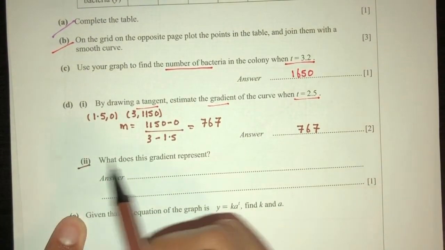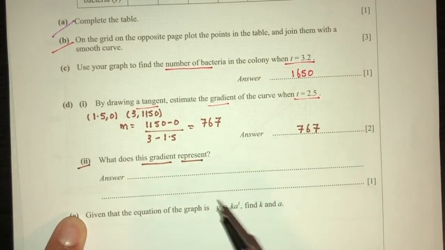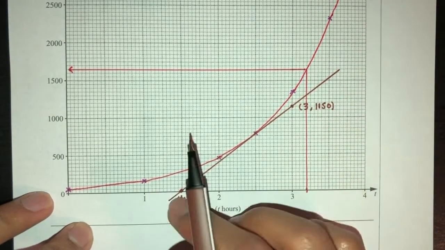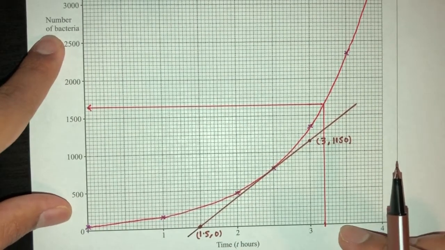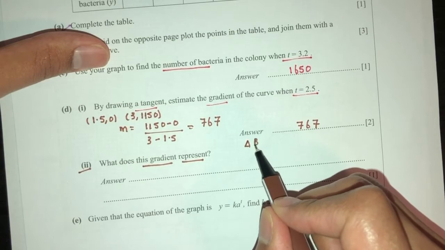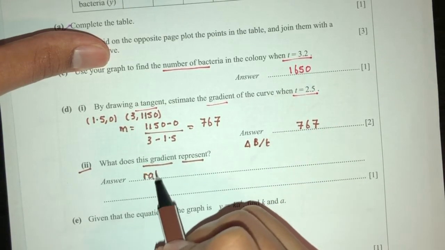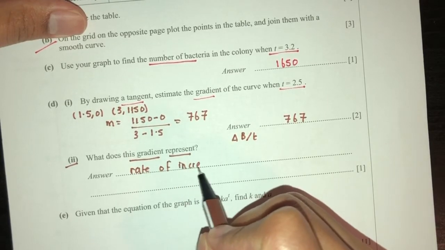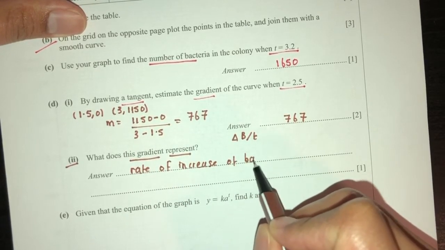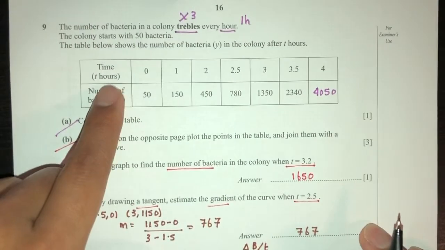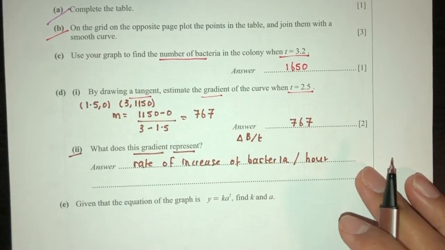Now, part 2, what does a gradient represent? When we find gradient, we have to find the height divided by base. The height is the bacteria, divided by time. So basically, that will be the rate of change of bacteria over time. You can say it is the rate of increase, since the curve is going up, rate of increase of bacteria per hour, because here we have time in hours, so per hour. That should be your answer for part 2.